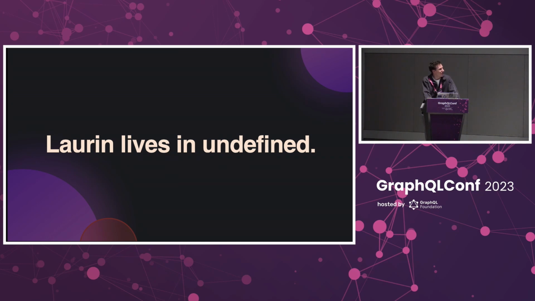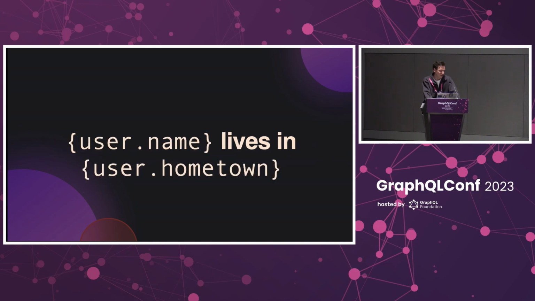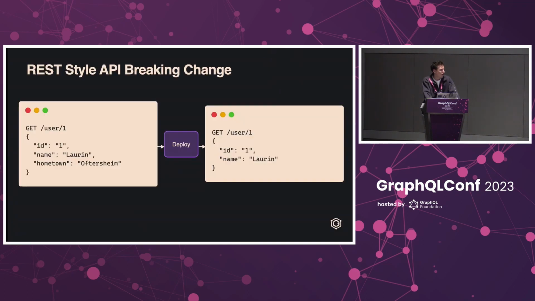So one that I often saw in applications that not only need to use GraphQL is something like this. Laurin lives in undefined. So what happened here? Maybe we have a template that takes a user object and uses the name and then the hometown property to form a sentence that is then displayed on our website. And how could that happen?